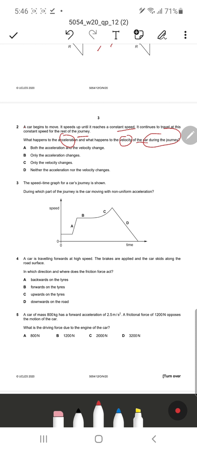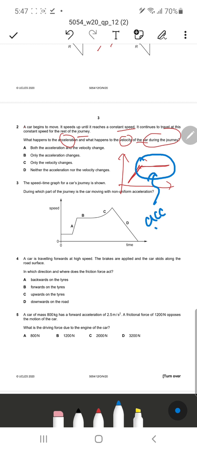It says the car begins to move. That means that the initial velocity may be 0. It speeds up until it reaches a constant speed. So it speeds up, that means it accelerates, and then it reaches a constant speed. If you draw a graph of this, it continues to travel at this constant speed for the rest of the journey. At the position where it reaches a constant speed, the acceleration becomes constant. At first it's accelerating and then it reaches a constant acceleration.